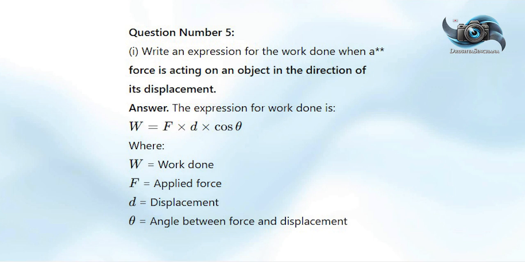Question number 5. 1. Write an expression for the work done when a force is acting on an object in the direction of its displacement. Answer. The expression for work done is W equals F multiplied by d multiplied by cos theta, where W equals work done, F equals applied force, d equals displacement, theta equals angle between force and displacement.